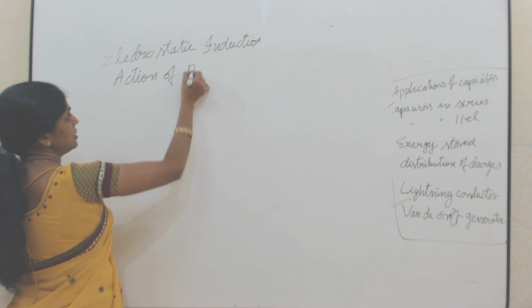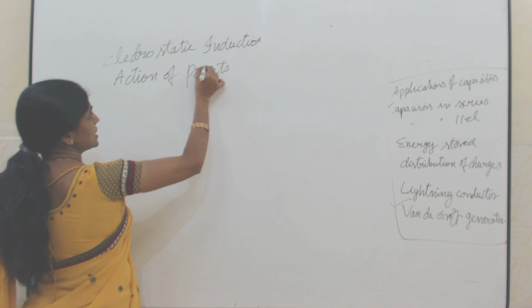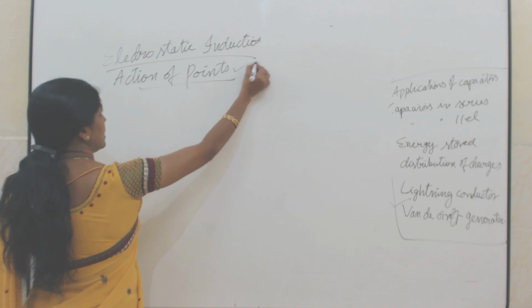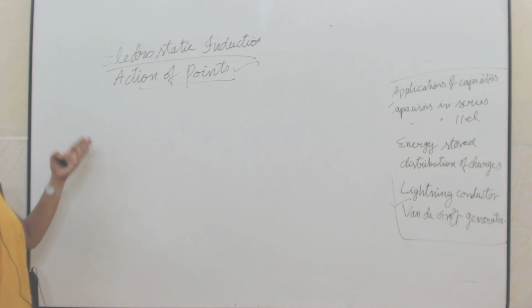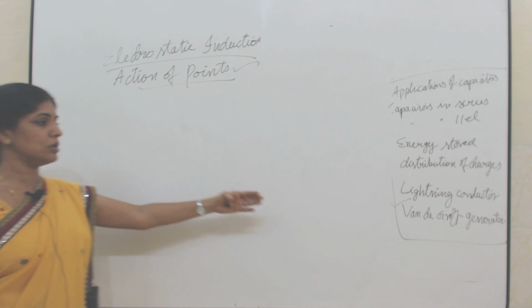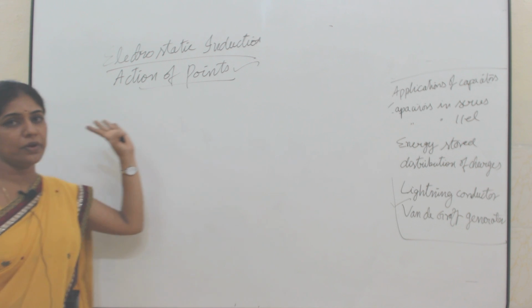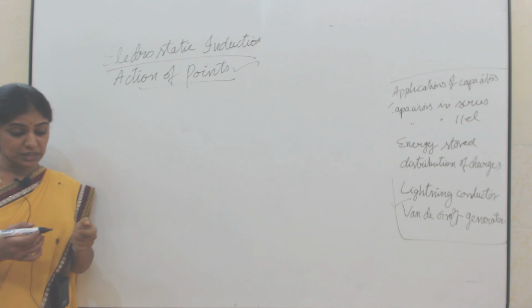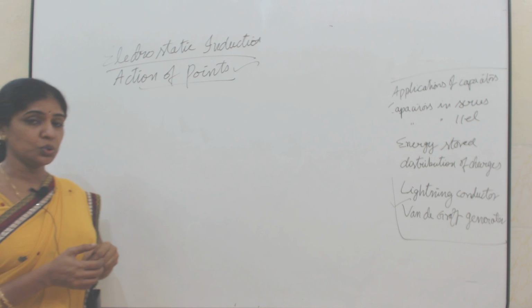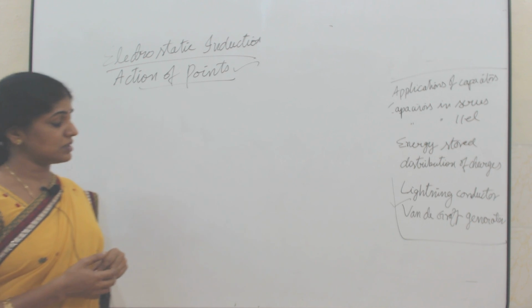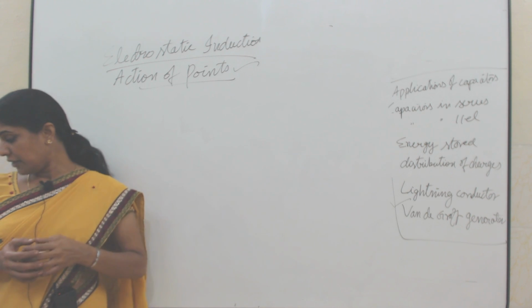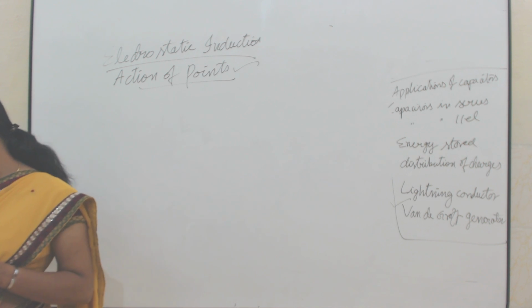What is meant by action of points? The leakage of charges at the sharp ends of a conductor is called action of points or corona discharge. We use these principles in the working of a Van de Graaff generator. This generator is specially designed to store charges. It was designed by Robert Van de Graaff in the year 1929.